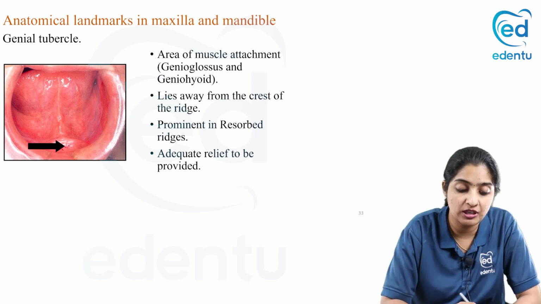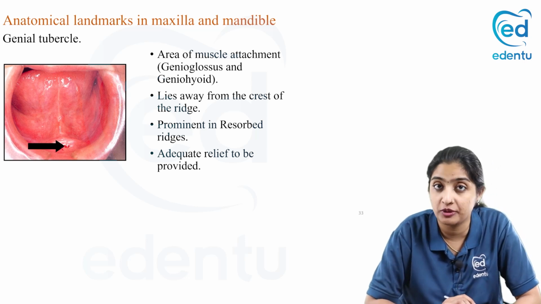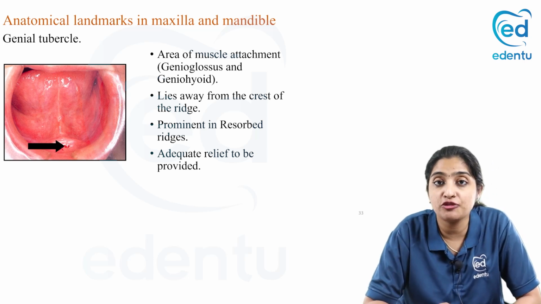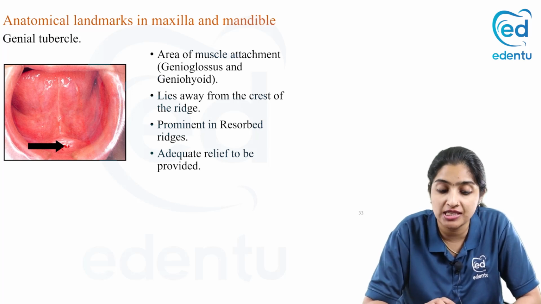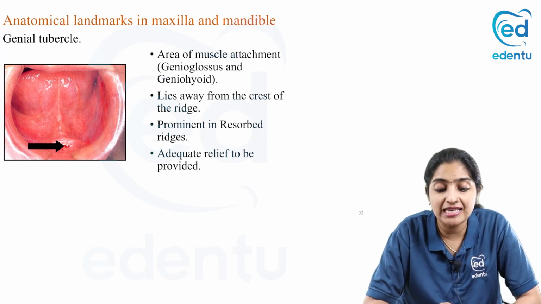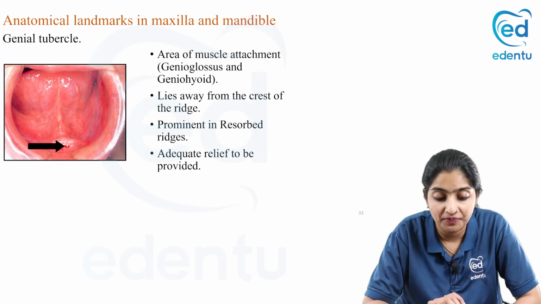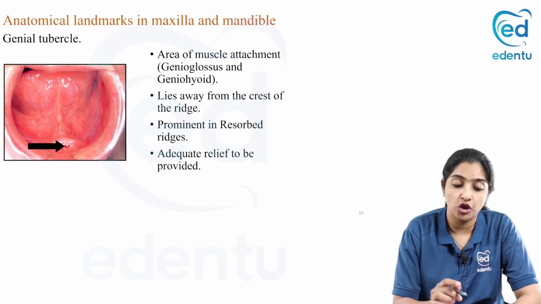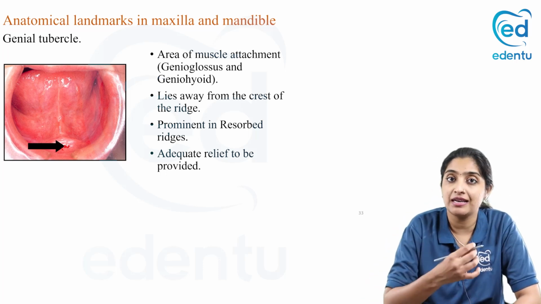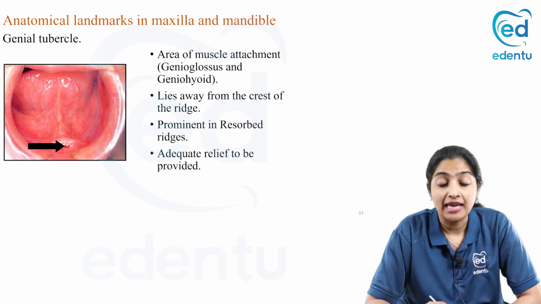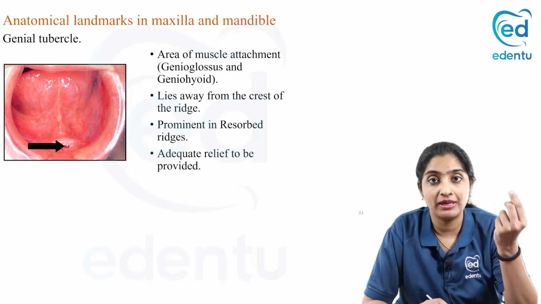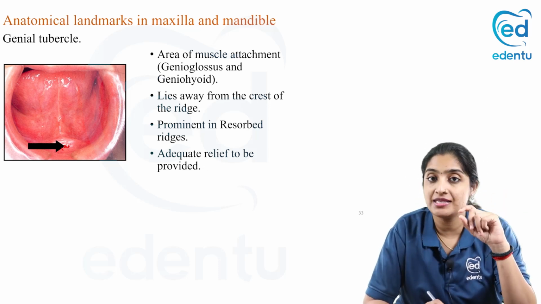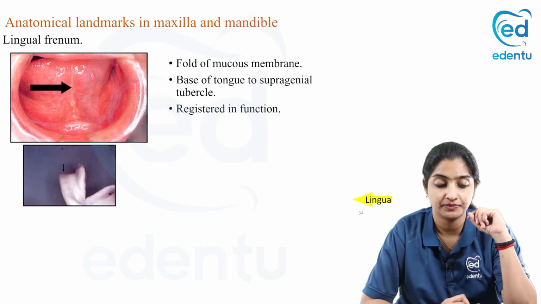Coming to the genial tubercles, this is the area of the genial tubercles. It is the area of muscle attachment of the genioglossus and geniohyoid. It lies away from the crest of the ridge, prominent in resorbed ridges. If the ridge is very, very resorbed, only then the genial tubercles are highlighted in that area. In case it is prominently present, it requires adequate relief.